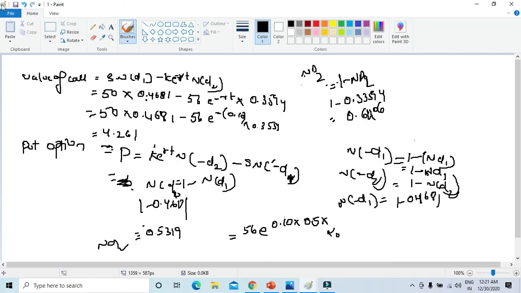This is the value of the output we are calculating over here. 0.10 into 0.5 into N(-d1), that is nothing but 0.5319. N(-d2) is how much?